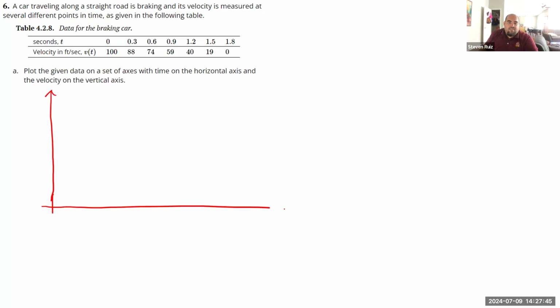We are graphing this over, I'll just graph 1, 2, 3, 4, 5, 6 points. This is time measured in seconds. And what is my velocity measured in? Velocity is measured in feet per second. All right, at 0 seconds, how fast is this car going? It's going 100 feet per second. So here's a point.